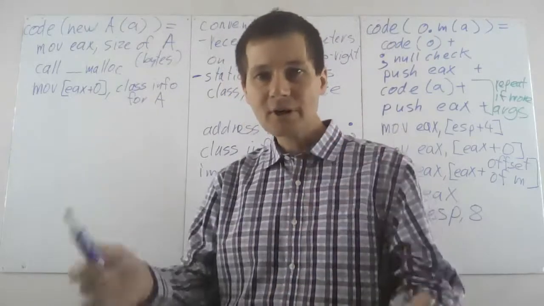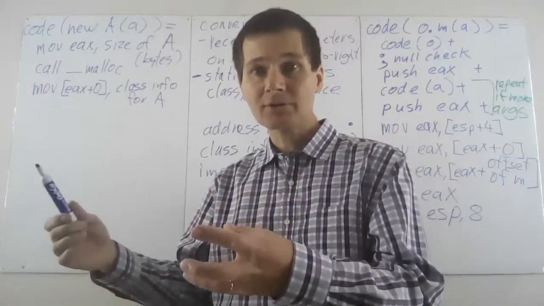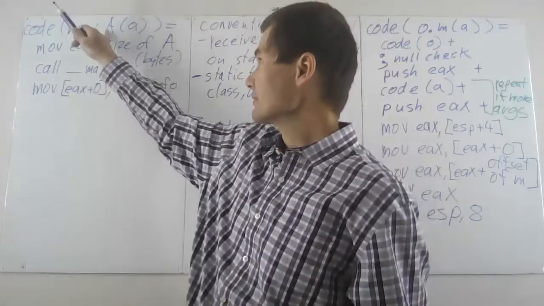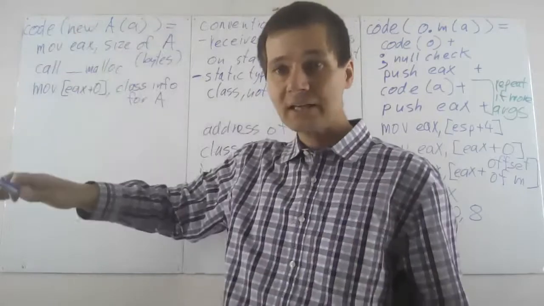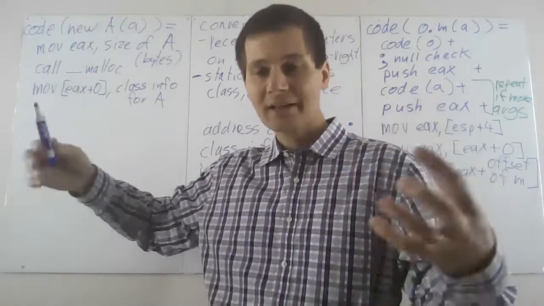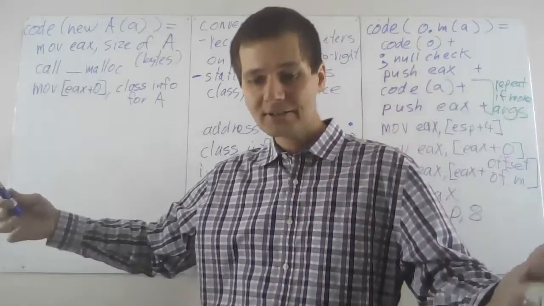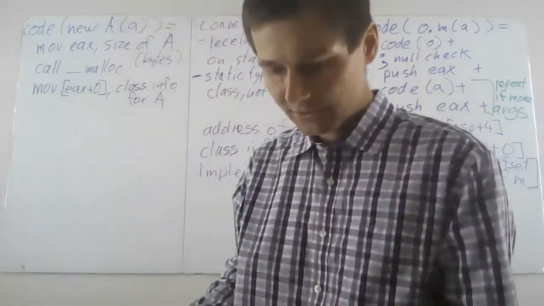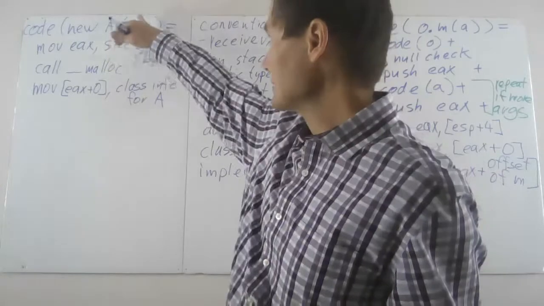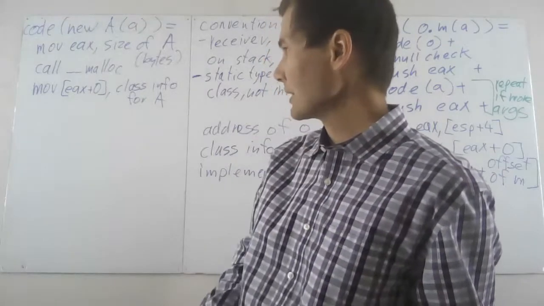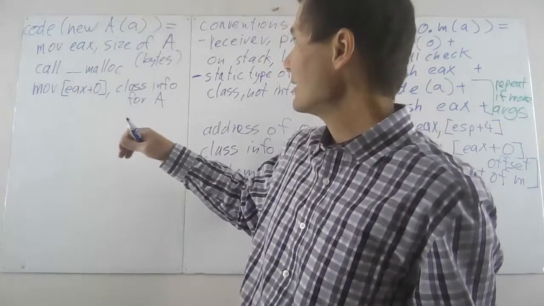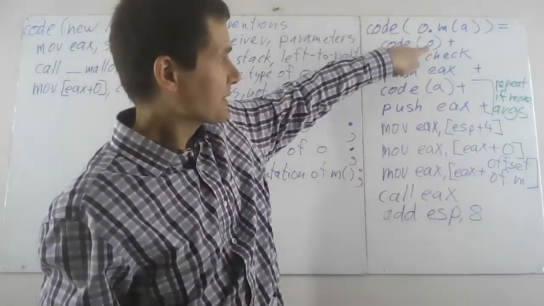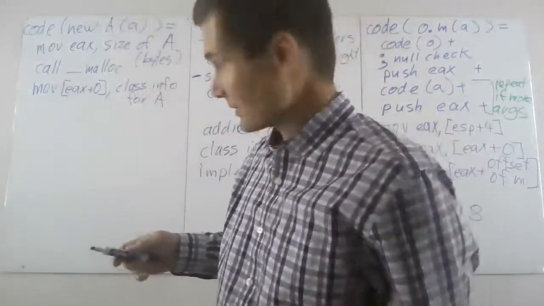And a constructor is similar to a static method in that the constructor for class A is at a fixed offset, at a fixed address, a fixed label. So we don't need to do this dynamic dispatch to find the constructor. Okay, but we do need to pass parameters to the constructor. And just like here, the first parameter is the receiver. So we're going to push the receiver.